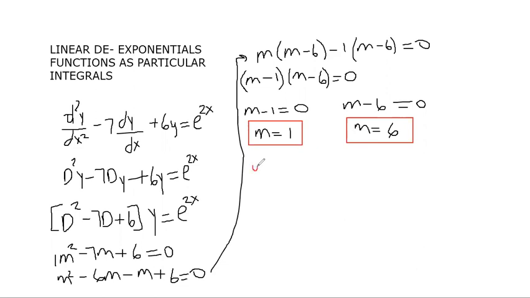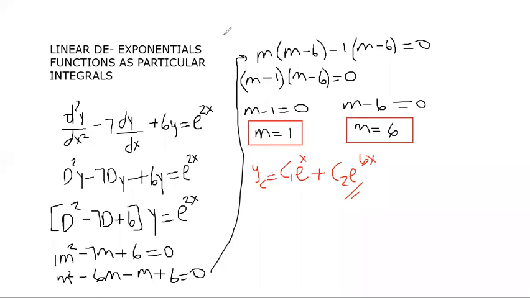So to find yC, remember the formula. We're just going to put it in its formula. So it's C1 e to the x plus C2 e to the 6x. So this is our yC.